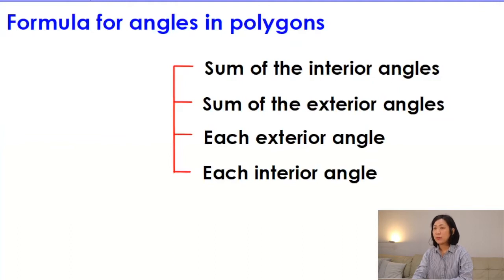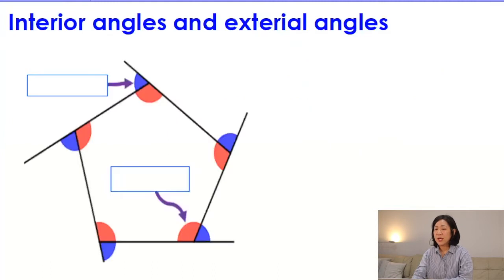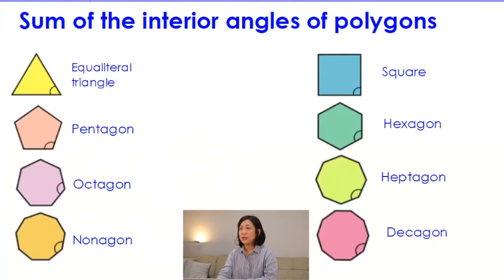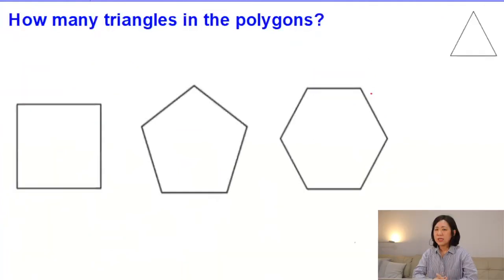But before we move to the sum of interior angles, have a look at these. Just a quick check of interior angles and exterior angles. As you can see, the blue one and red one are interior angles, and the blue one is the exterior angle. We all know this clearly, right? So now let's talk about the sum of the interior angles of polygons. You can see the polygons that we're now finding the sum of interior angles of.